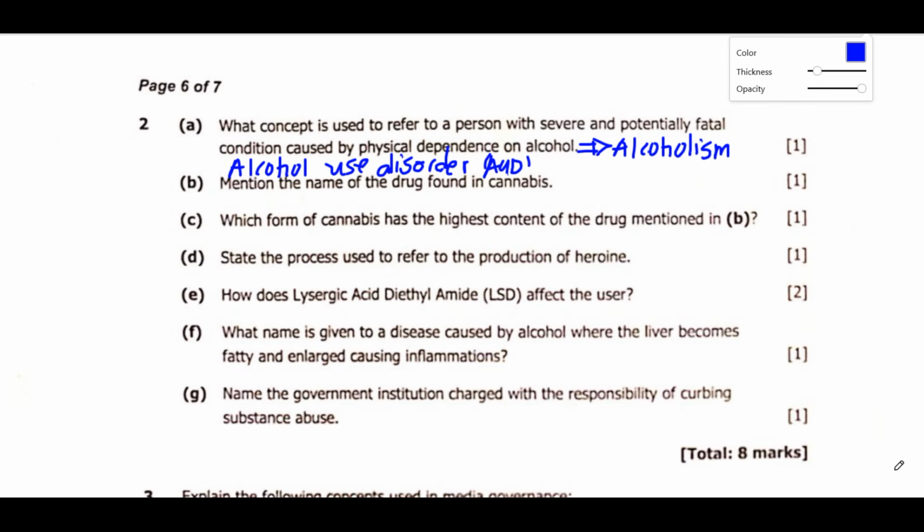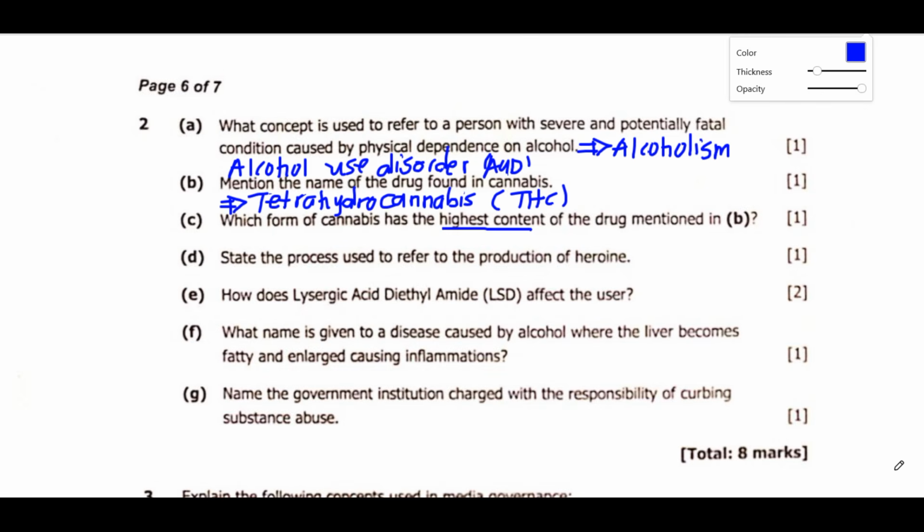Then we move on to question B. Mention the name of the drug found in cannabis. So we know what a drug is. A drug is any substance that changes the chemistry of the human body. So the thinking, maybe the mood, the behavior changes. So now we just want the drug that is found in cannabis. So it is known as tetrahydrocannabinol, which is THC.